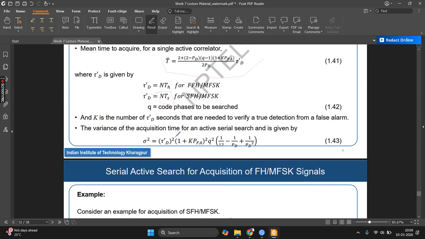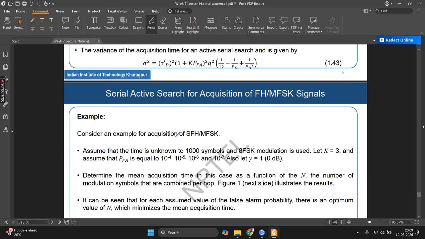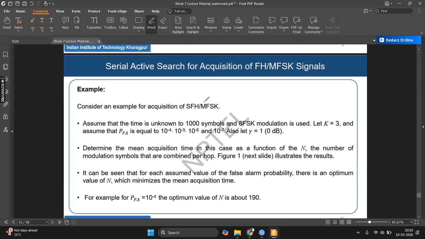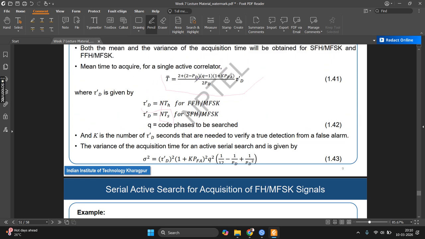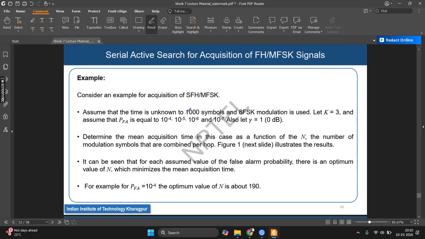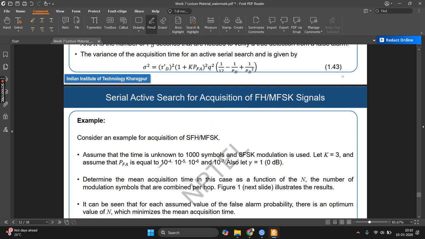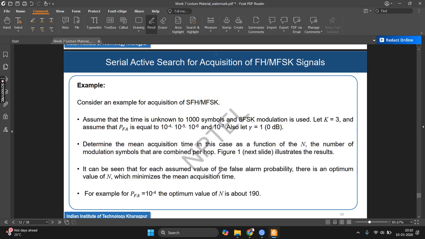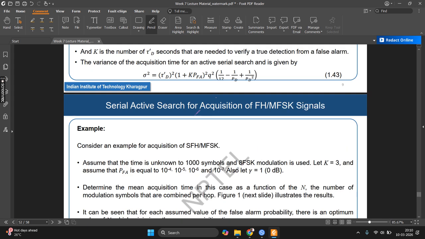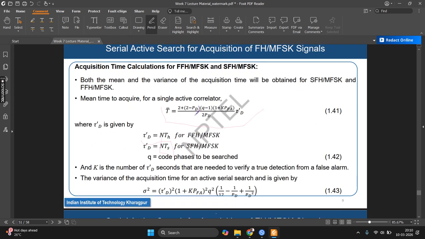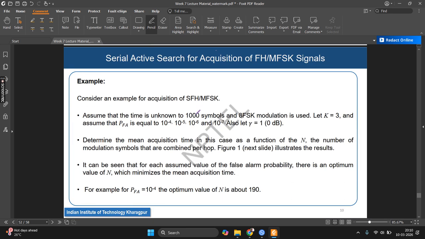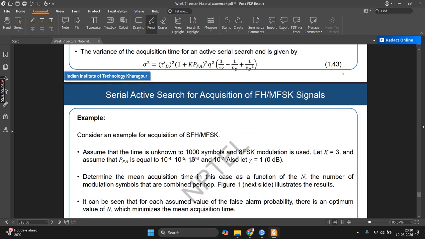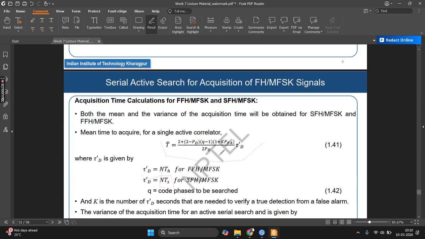Okay, so here we have to plug in the values of the mean acquisition time. So here you have 2 plus (2 minus PD) into (Q minus 1). So here this Q, how many codes have to be searched? Okay, one minute. So PFA you will put 10 to the power minus 4. Q you will put 1000, because 1000 is there. Code phases you have to search. No, code phases, not symbols. Sorry, Q will not be 1000. So you will put PFA and K from here. So PFA is, say, 10 to the power minus 4, K is 3.